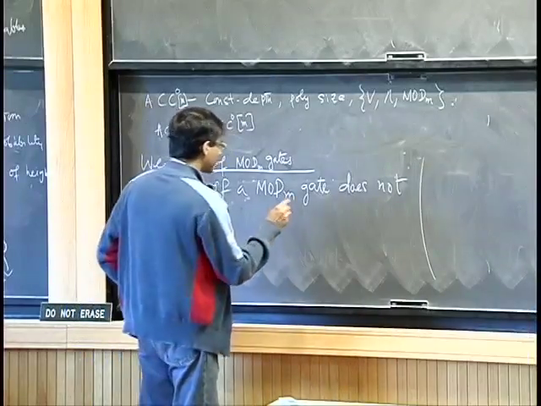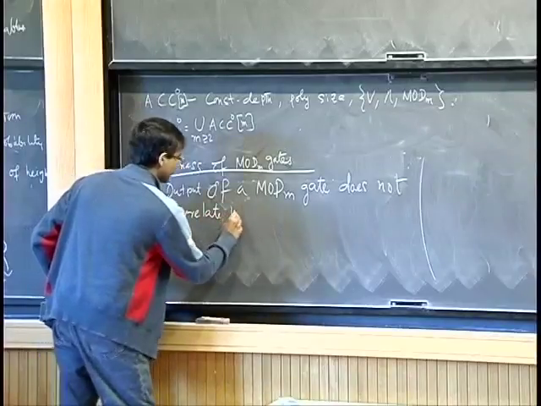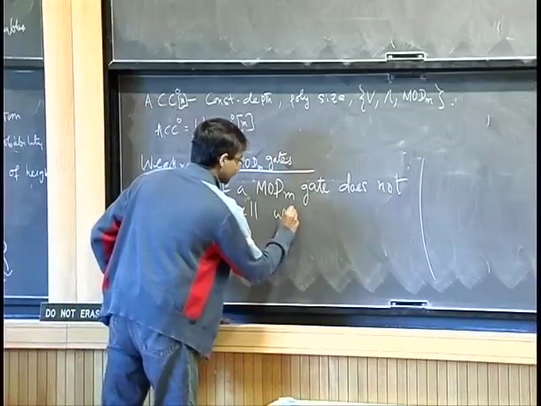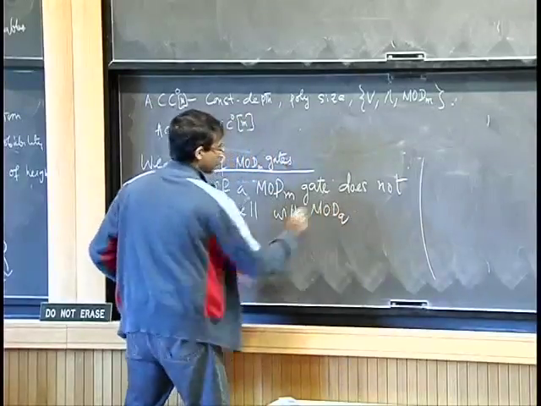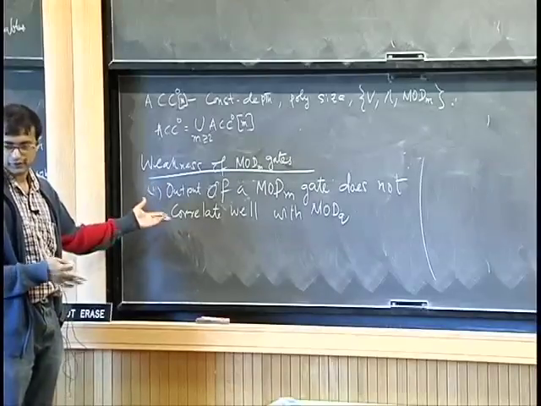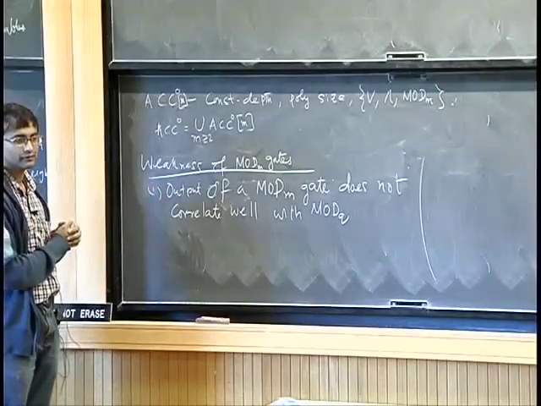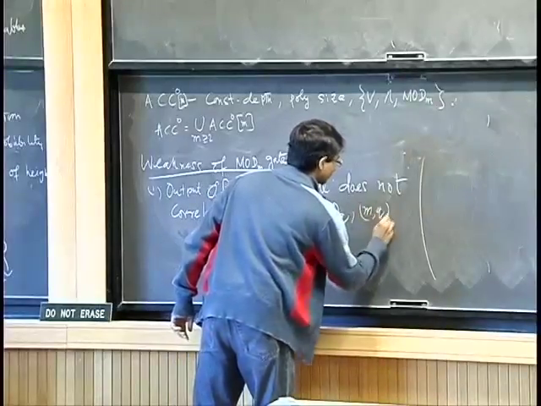So the output of a MODm gate does not correlate well with a mod Q function. This can be formalized. I mean, we can formally say that, for Q that does not... Yeah, sorry, if M and Q are relatively prime.